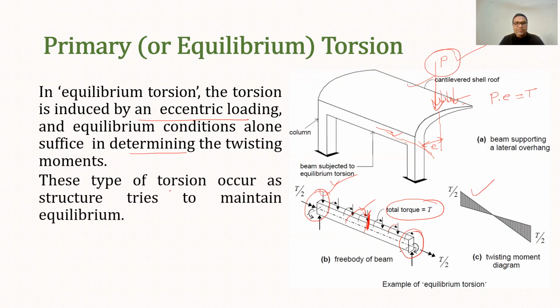As I said, this type of torsion occurs as the structure tries to maintain equilibrium. Generally this torsion, which is generated like in this case, doesn't depend on the torsional stiffness of the element. For example, this moment is subjected to this beam. This torque T is not dependent on the torsional stiffness of this beam. It will be acting here, and so we have to design this beam for this torque.